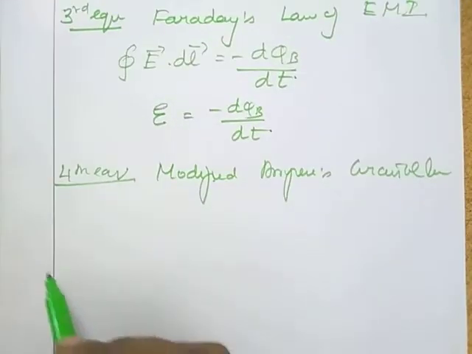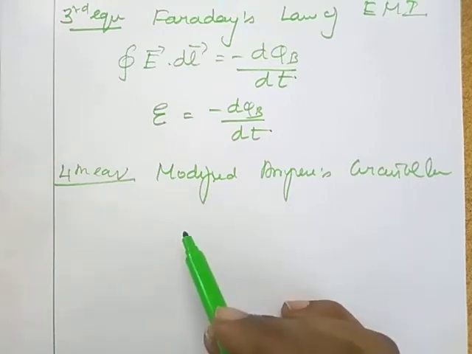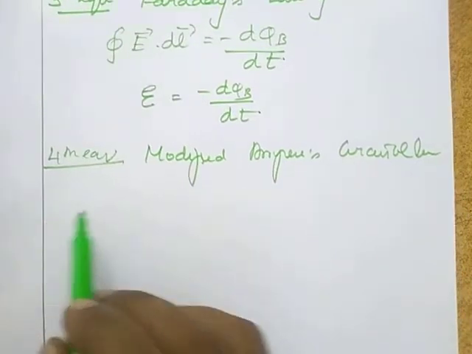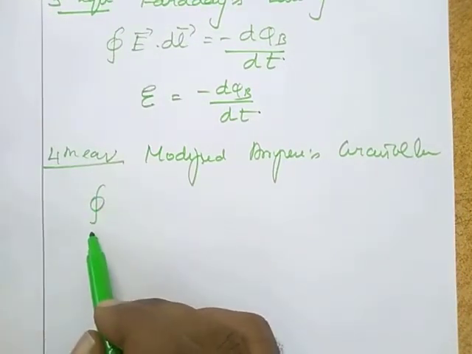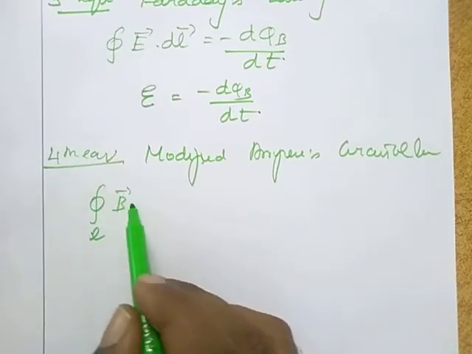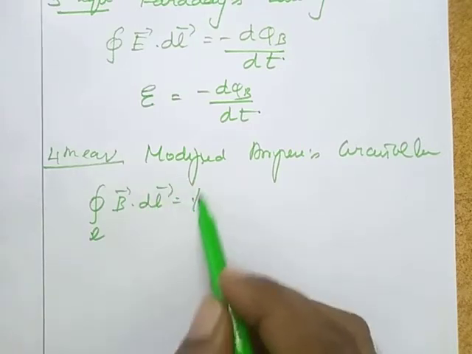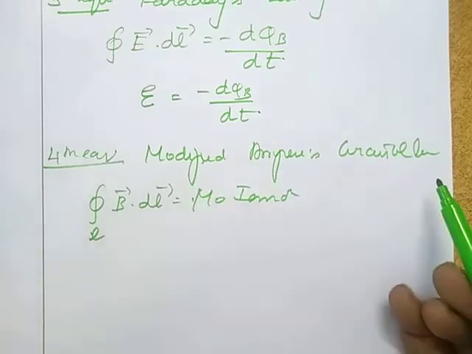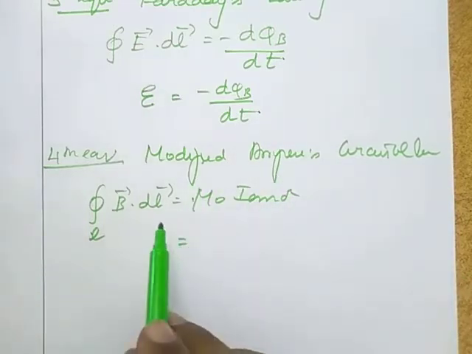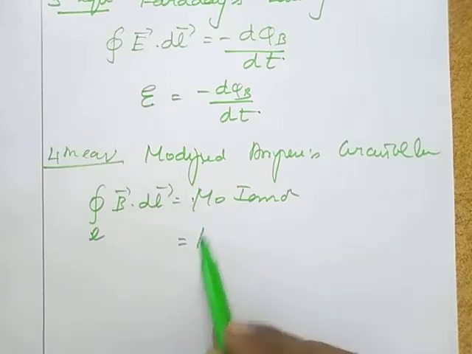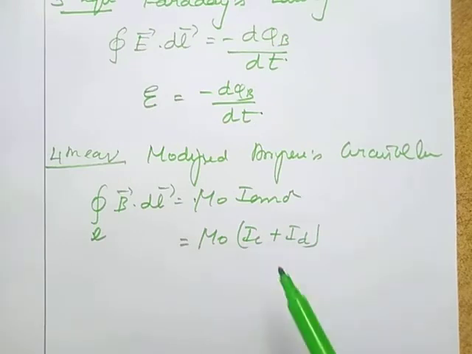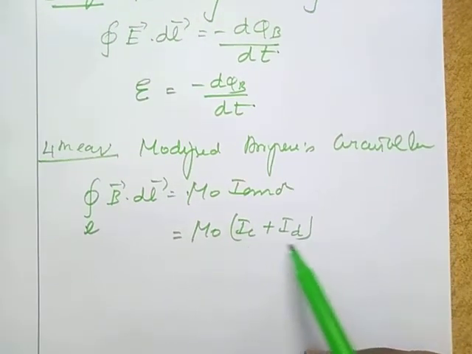This law relates the magnetic field around a closed path to conduction current and displacement current. Mathematically, it is written as the closed loop integral of B vector dot dl vector is equal to mu naught I enclosed. This is Ampere's circuital law. Then Maxwell introduced the term mu naught (IC plus ID). The enclosed current is a summation of conduction current and displacement current.